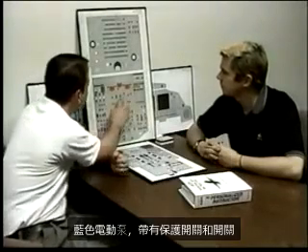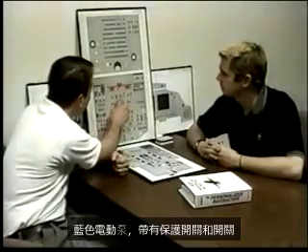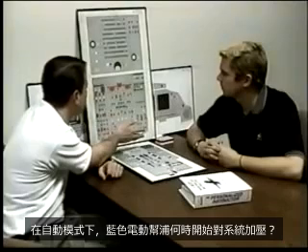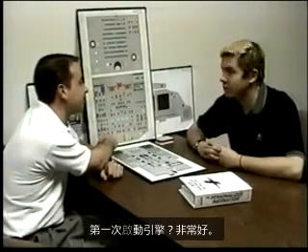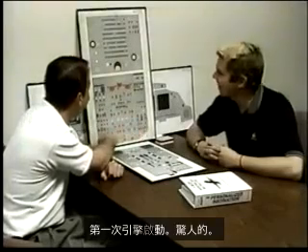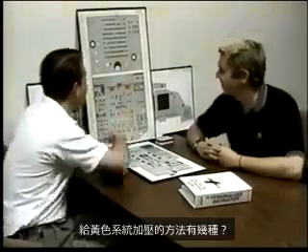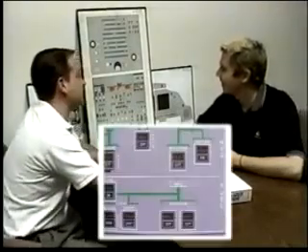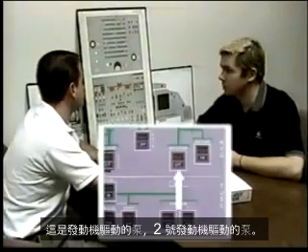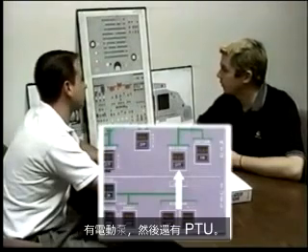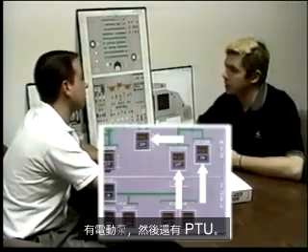The blue electric pump, with the switch guarded and the switch in auto, when does the blue electric pump begin to pressurize the system? Let me see. First engine start? Very good. First engine start. Amazing. How many ways to pressurize the yellow system? There's the engine-driven pump, the number 2 engine-driven pump. There's the electric pump, and then again the PTU.